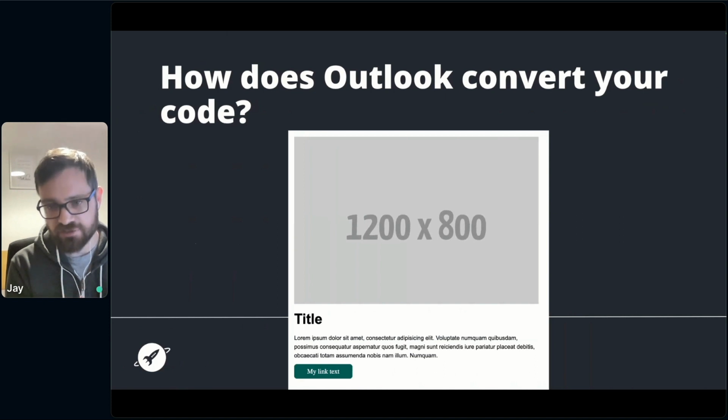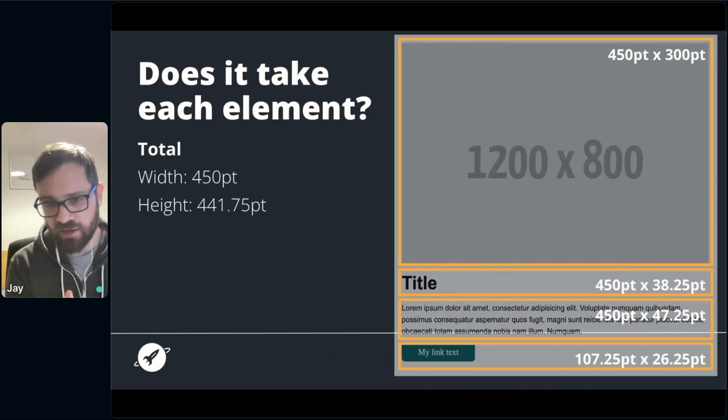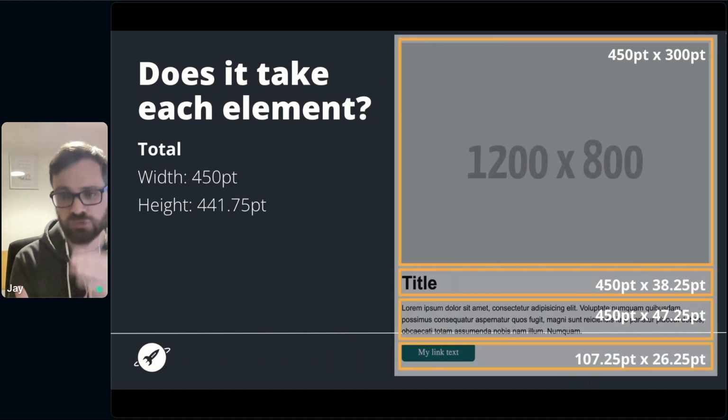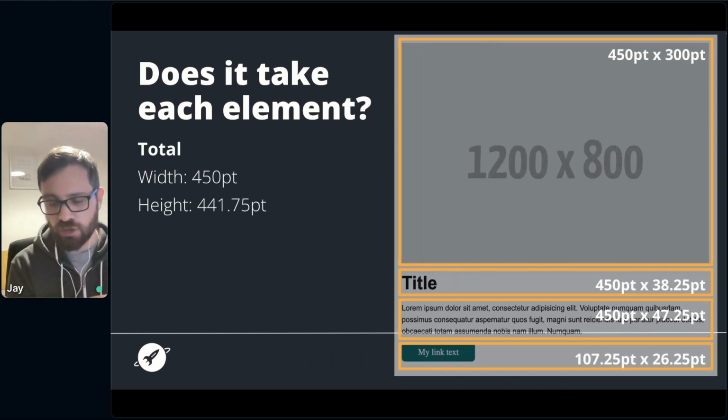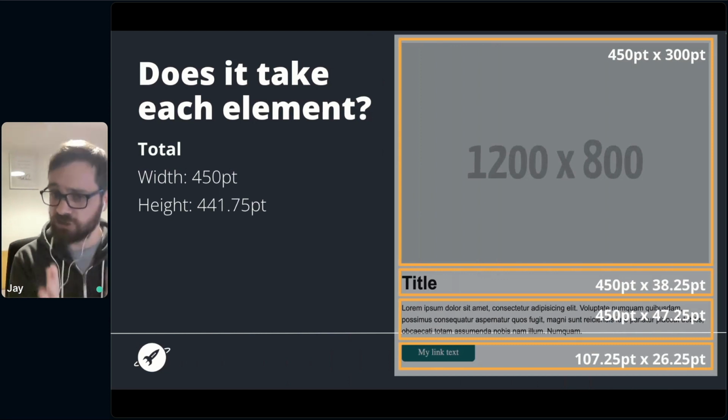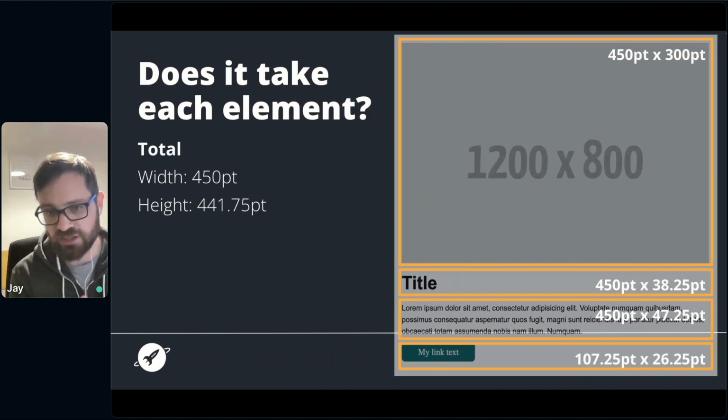So how does Outlook convert your code? Taking a simple layout here, I inspected it in Parcel to get the width and the heights, and then just did a straight conversion to figure out what happens. So does it take each element as it goes through? One element is the image itself. It's a double size image, so it's been squashed down to 600 pixels by 400. 600 times 0.75 is 450, and 400 times 0.75 is 300. So that's a really nice rounded number.